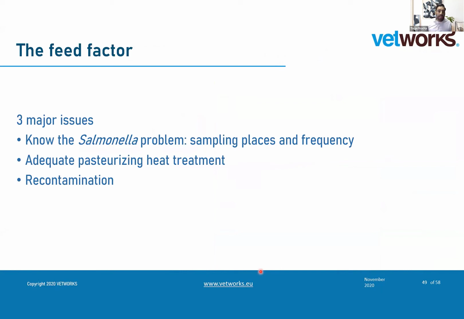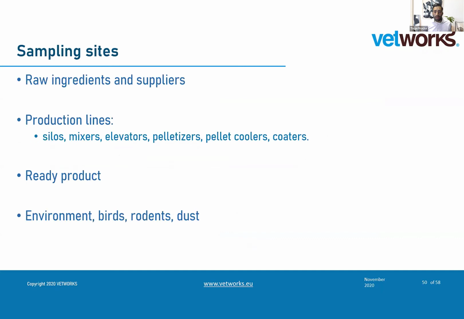Now a bit on the feed. Three major important factors to have in mind: first, to understand the salmonella problem, so where to sample and how to sample. Second, that we are sure that our pasteurizing heat treatments work well, so that they are effective controlling salmonella, and that we have no recontamination in any place of our feed mill. So it is important to have a system that allows us to sample the raw materials that we receive in the feed mill before we start using them.